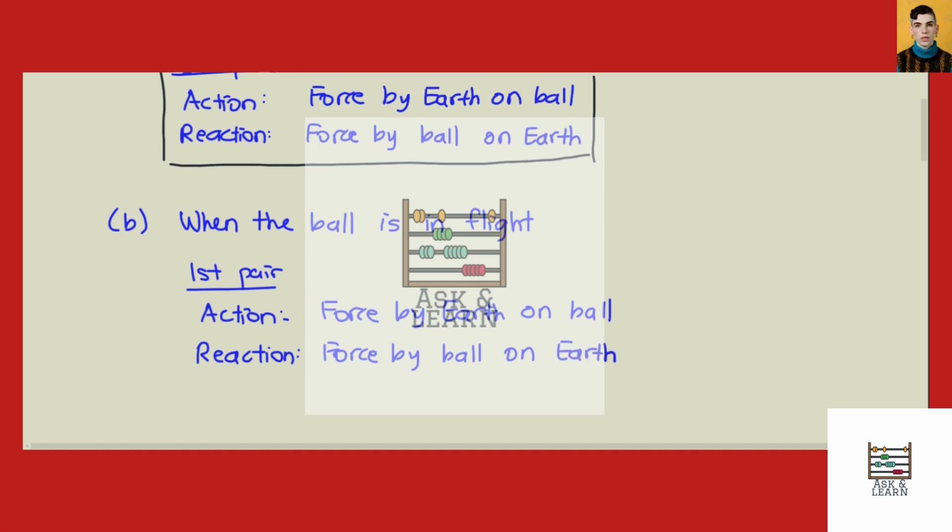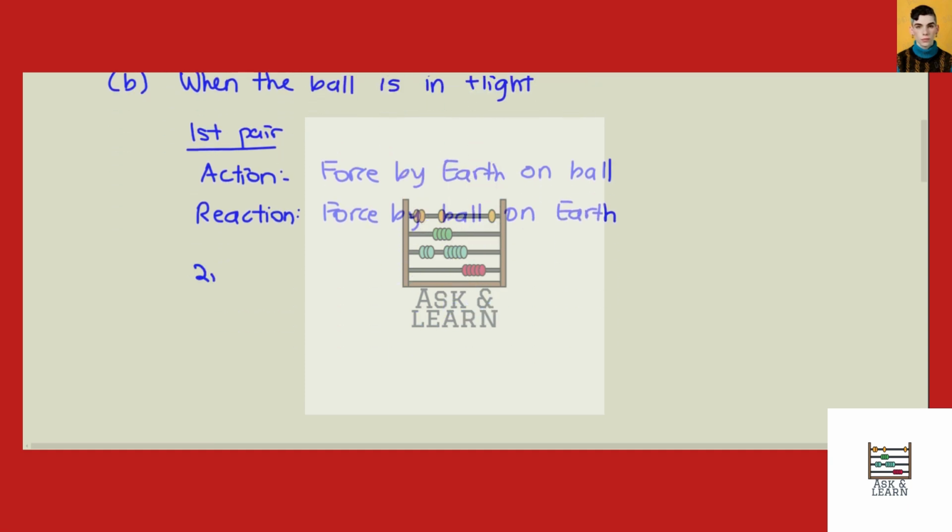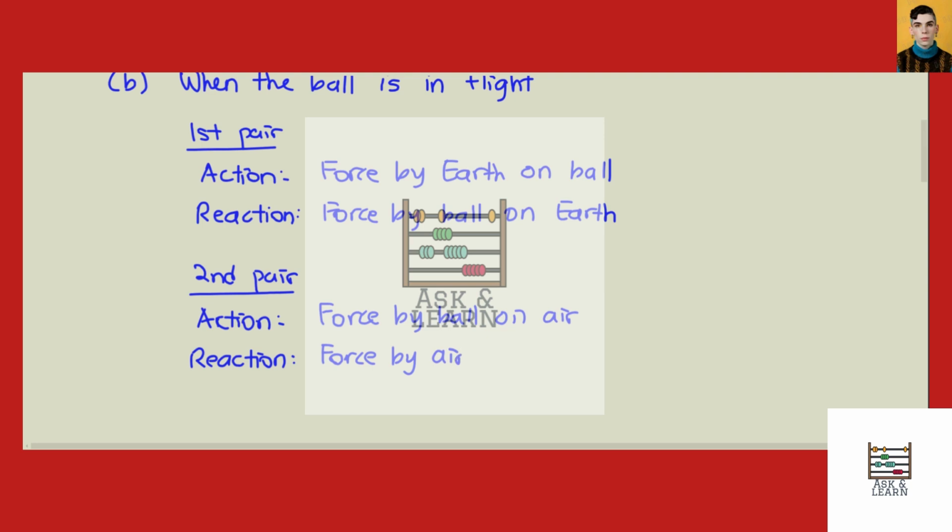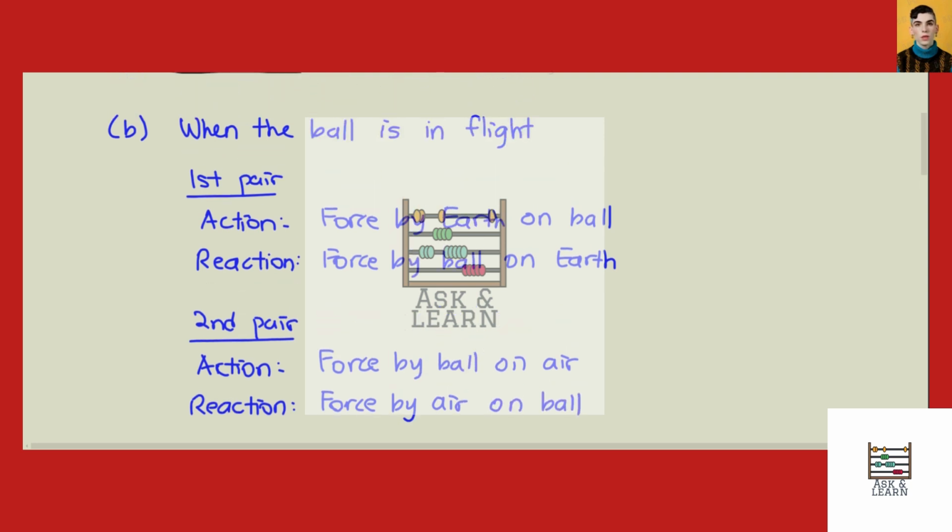And then the second pair will be, since we are not asked to ignore the air, a force by ball on air, and the reaction will be the force by air on ball. So this is the answer for part B.